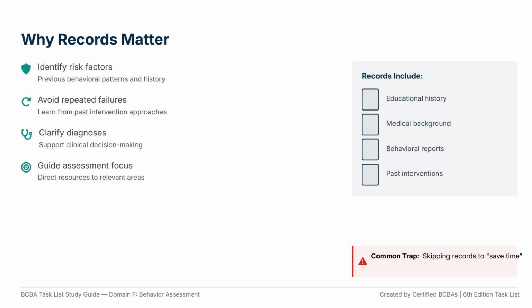Records help identify long-term patterns that may not appear during short observations. They help prevent repeating ineffective or harmful strategies. They also support collaboration with other professionals. Records review helps clarify diagnoses and developmental history. A common exam trap is choosing direct assessment when records already explain part of the problem.